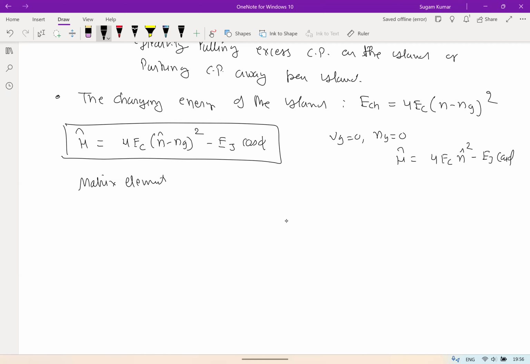You can do it yourself. So you can try to find out the H cap Mn, okay? The same logic, no, that we had. You can do the same calculations here. And finally, we're going to get this Hamiltonian: 4 times EC Ng square, and minus EJ by 2, and minus EJ by 2, and here it will be 4 times EC and 1 minus Ng whole square.